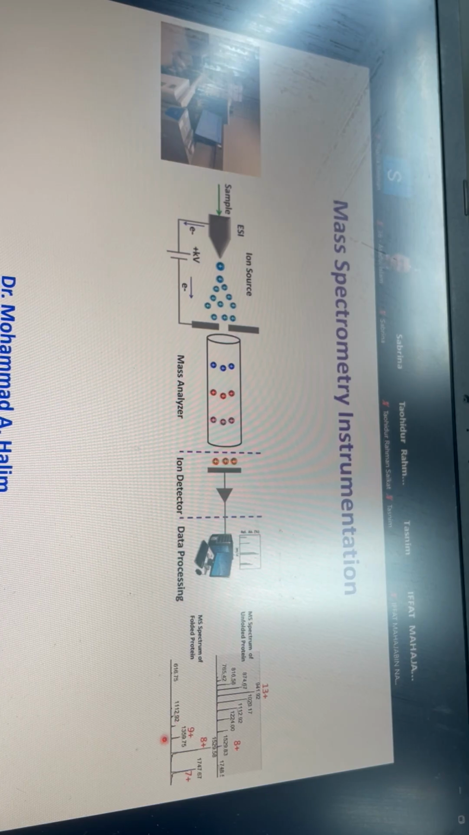So as I mentioned, a folded protein will have fewer charge states, only a few charge states, and when the protein is unfolded, you see more charge states. Okay. So let's start.